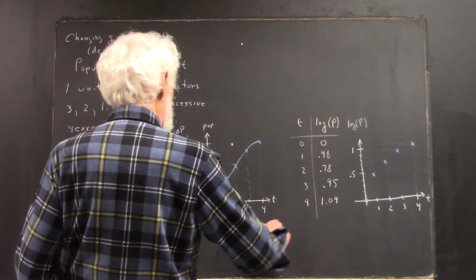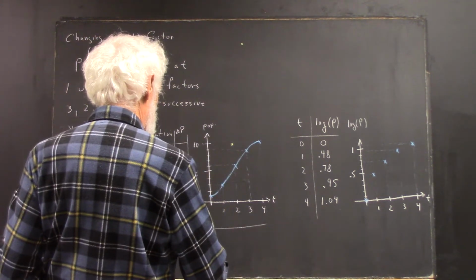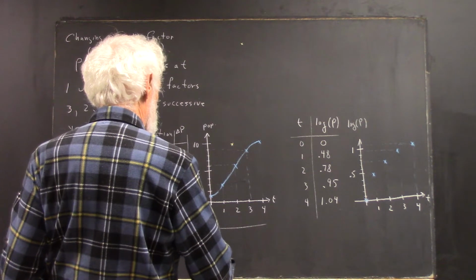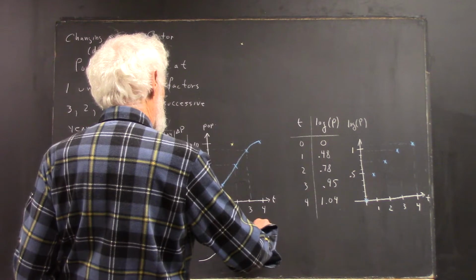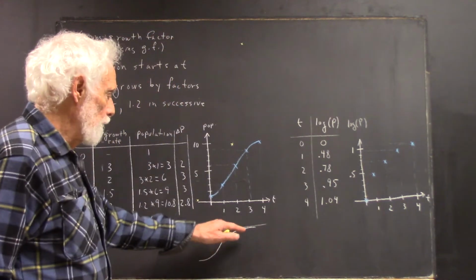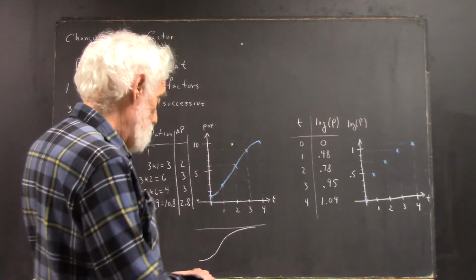You've got the carrying capacity of the environment, and you've got the initial population. Population grows at a very high growth rate for a while, but then it starts leveling off and approaches the carrying capacity.